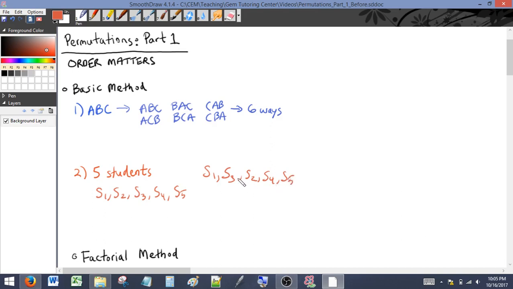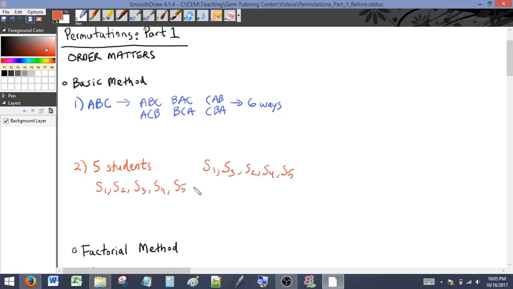You can see that this is going to take a very long time because there are so many different ways that we can arrange these things. Just for S1 starting at the head, there are a lot of ways that we could arrange these. So we're not going to do the counting method for the 5 students question. We're going to take a pause here and learn about the factorial method and then apply that to these problems and show that we get the same answer using both the basic method and the factorial method. So let's go to the factorial method.